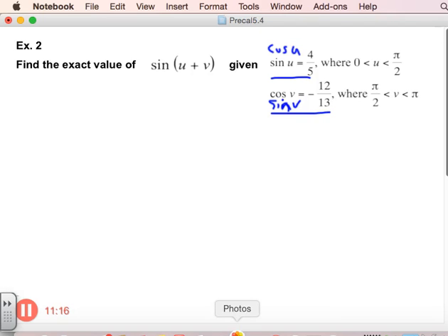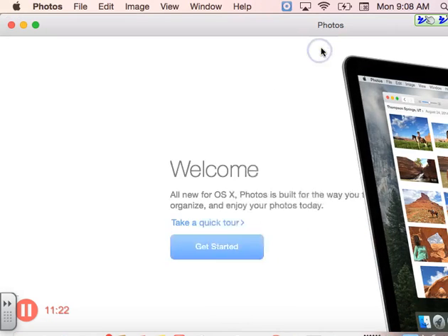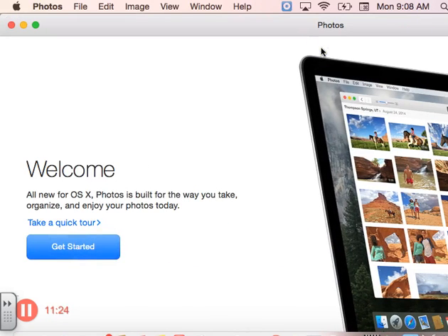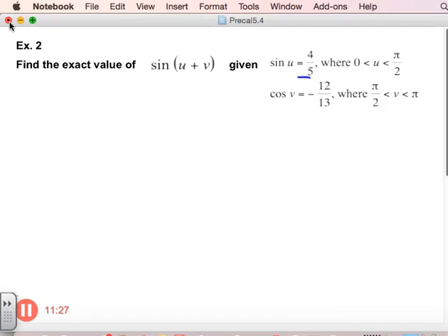So let's think about if sine of u is 4 over 5. Sine is opposite over hypotenuse. Right? So if we know the opposite and hypotenuse, we can find the other side, right? And it tells us, this is important, this tells us what quadrant we're in. Between 0 and pi over 2. 0 and pi over 2 is this first quadrant up here, right? From 0 to 90 degrees, or half a pi. So we're in the first quadrant for that one.